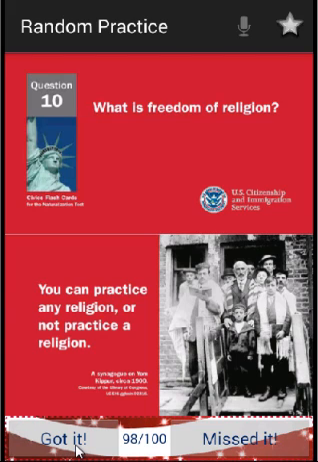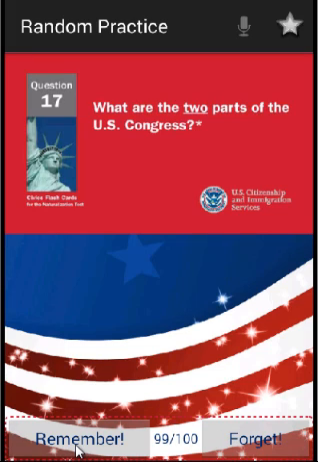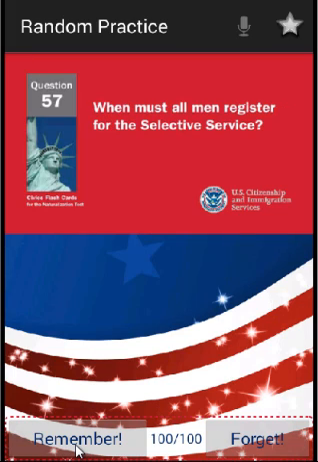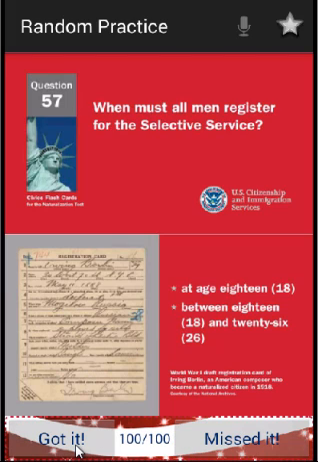What is freedom of religion? You can practice any religion or not practice a religion. What are the 2 parts of the U.S. Congress? The Senate and House of Representatives. When must all men register for the Selective Service? At age 18. Between 18 and 26.